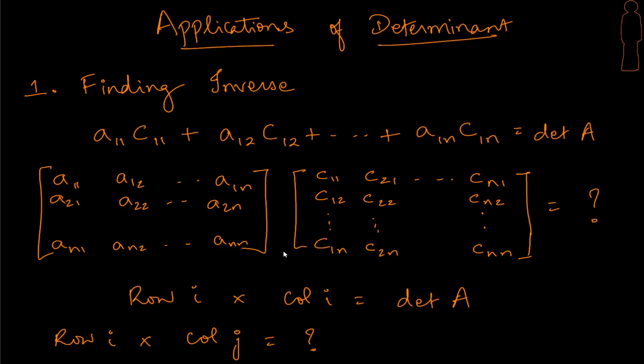So here is the first application of the determinant. We could actually find the inverse using the technique that we found for the determinant. Okay, so what is the idea for finding the inverse? Let us look at the formula for finding the determinant. This is what we understood.